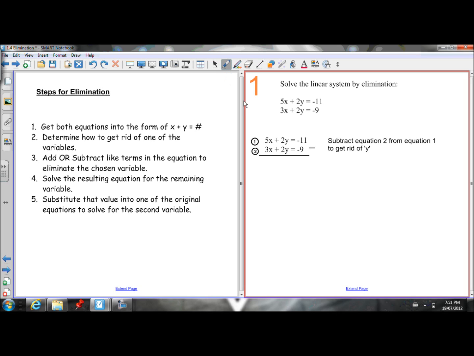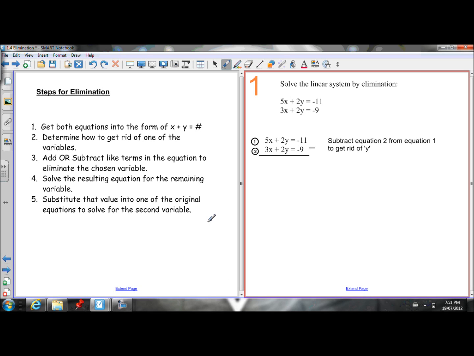Okay? So what I'm going to do, I'm first going to make sure they're in the form x plus y equals a number, and in fact they are. I have x, y equals a number, x, y equals a number, so I'm good. They're in the right form. Like terms are lined up with each other here: x's, y's, constants. Okay? Good.